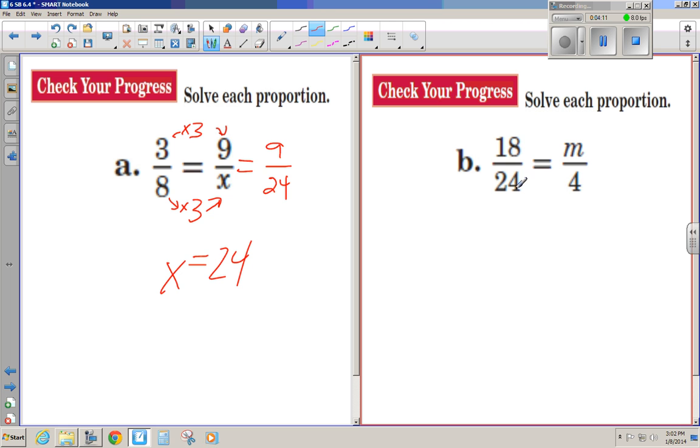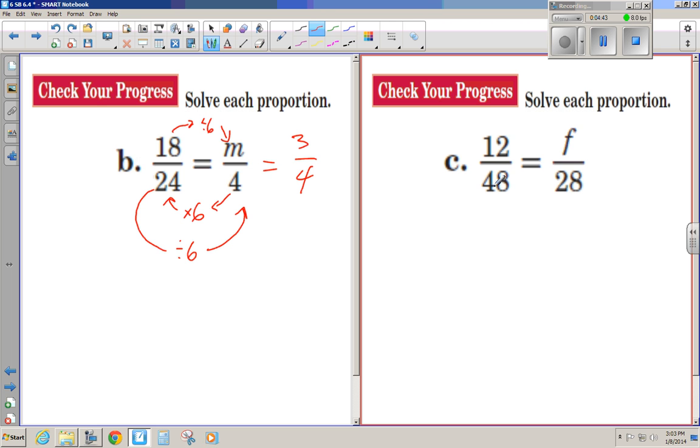Here, 24. 4, let's go backwards. You have to multiply by 6 to get to 24. Well, if you're multiplying by 6, that means if you wanted to come back again, you would divide by 6. So for us, divide by 6 gives us 3/4.